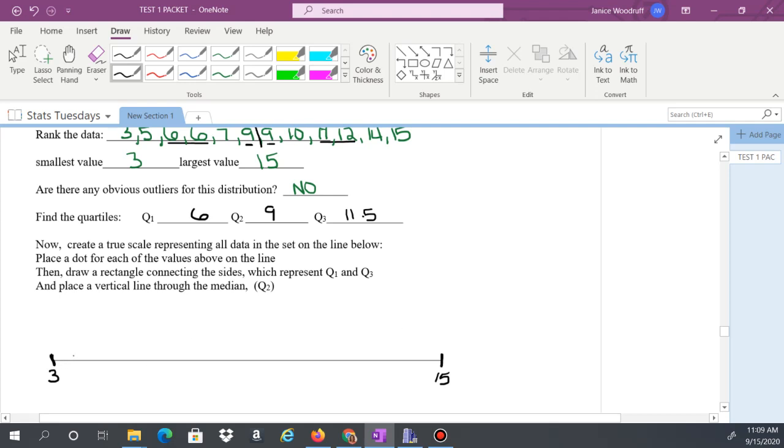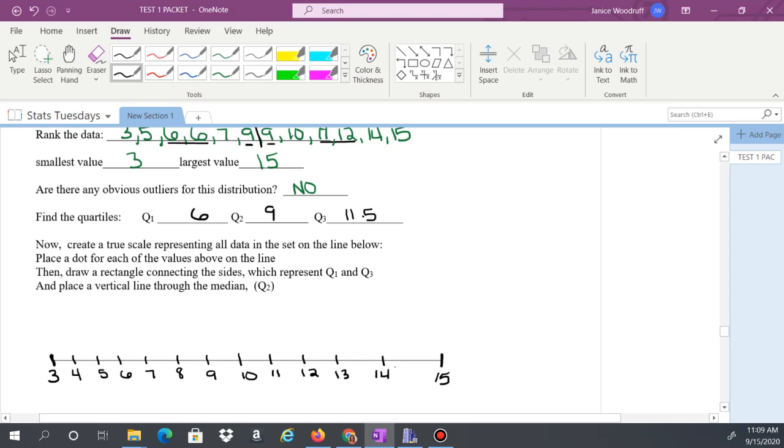So we've got 4, 5, 6, 7, 8, 9. I probably did a little too short. 13, make a big jump there. 14. Yeah, that's fine. All right, so you're going to mark the data.